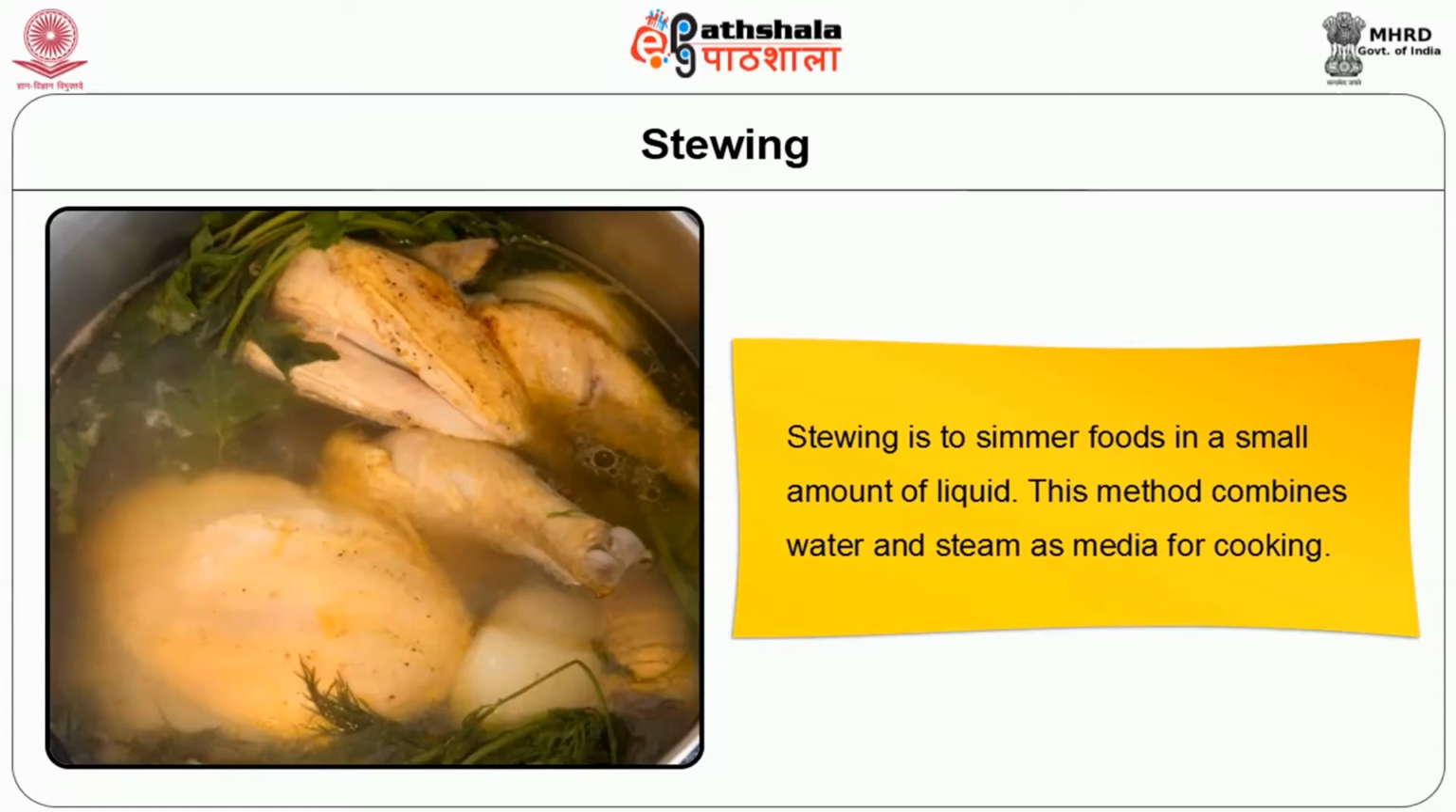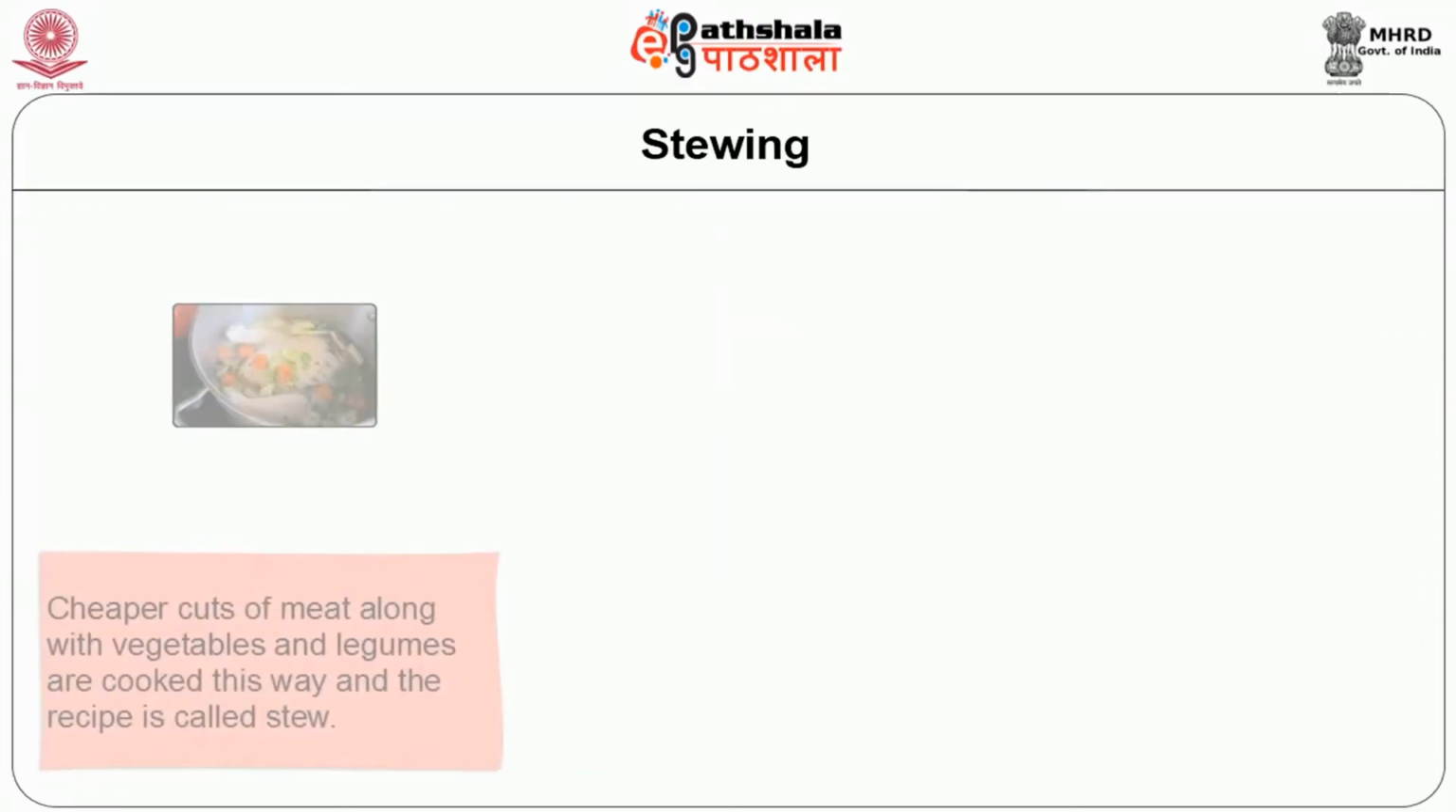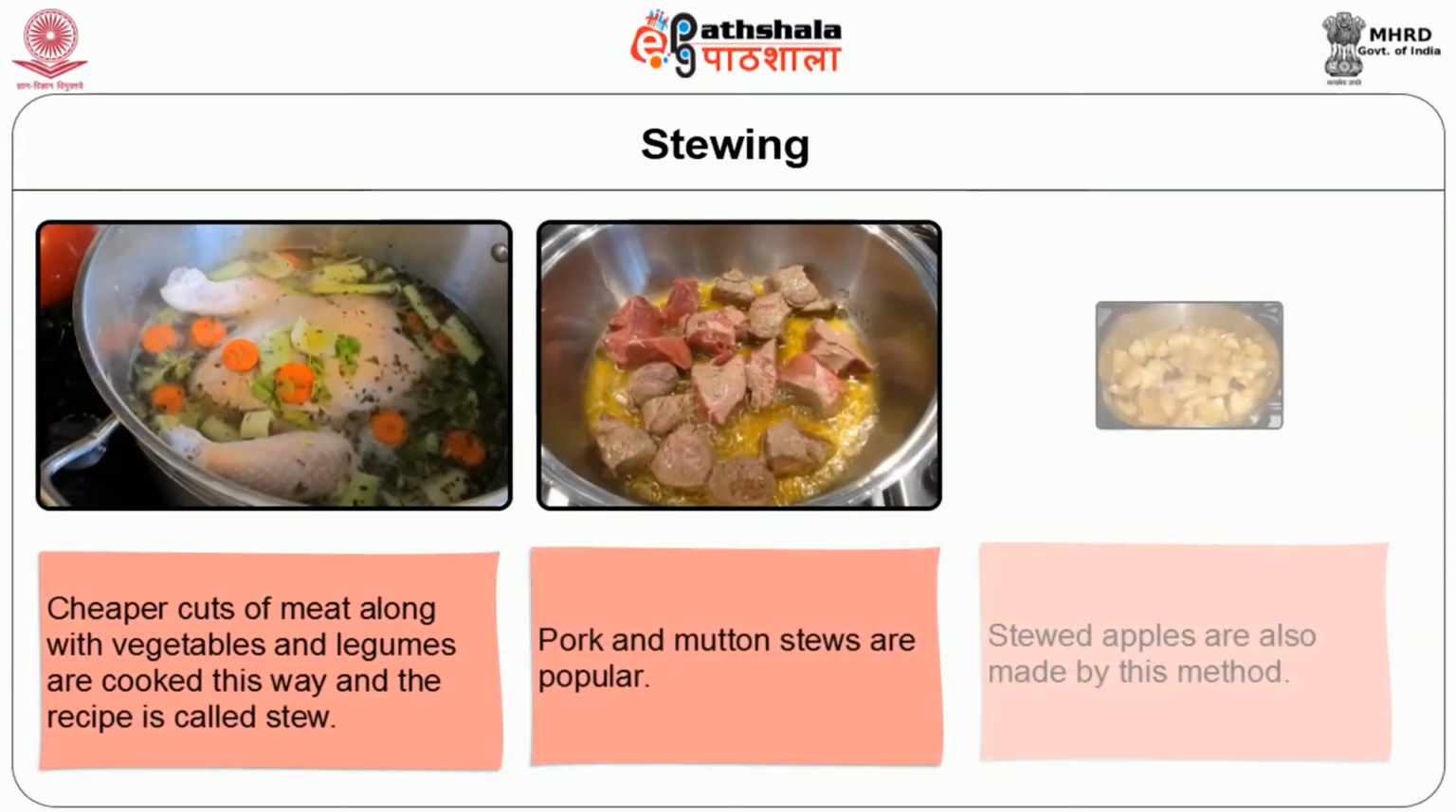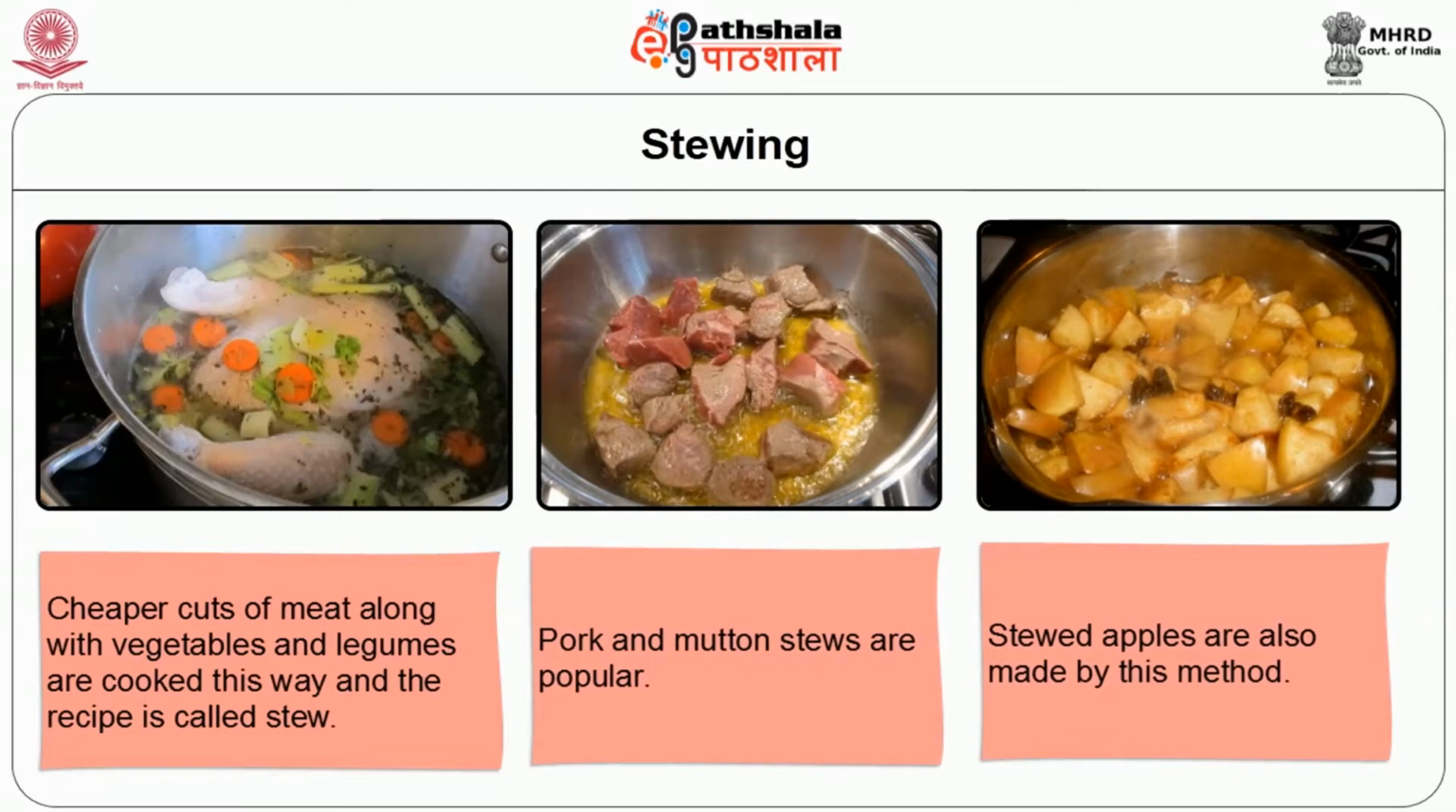Water is first brought to a boil and then simmered to bring to a temperature of 98 degrees Celsius. Food above the level of water is cooked by steam. The method is a slow cooking method and requires a minimum of 2 to 4 hours. Cheaper cuts of meat along with vegetables and legumes are cooked this way and the recipe is called stew.